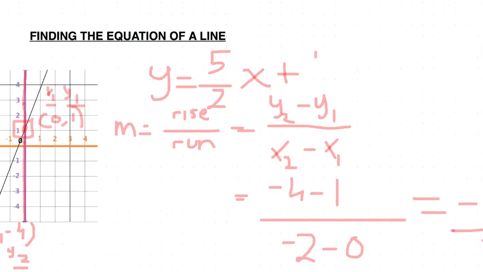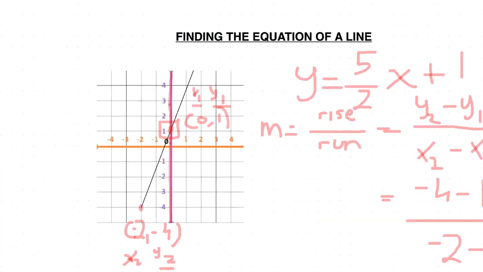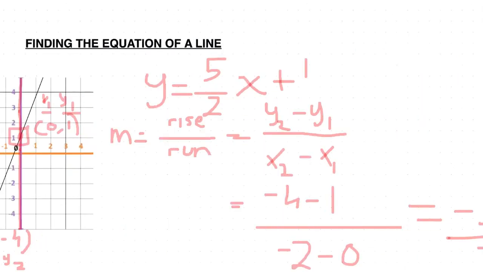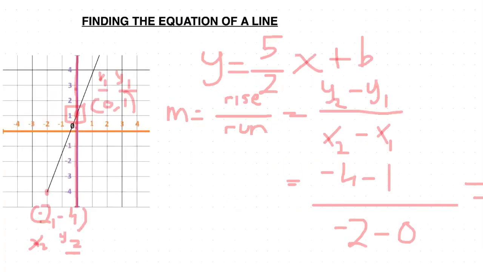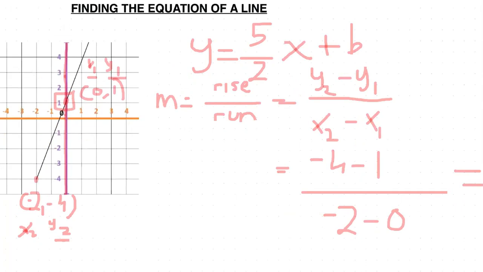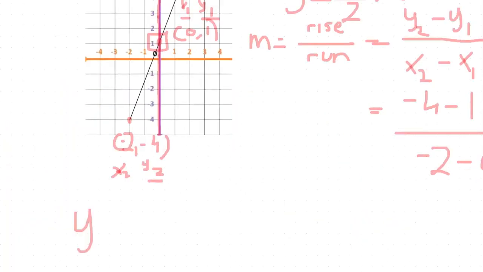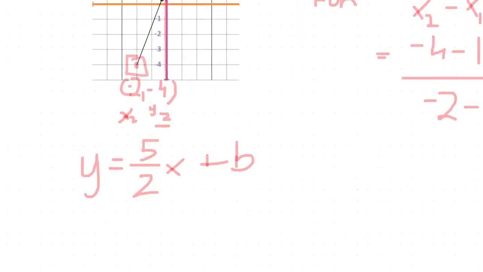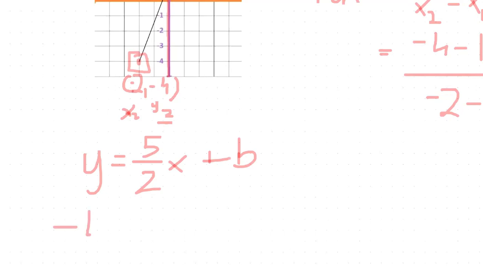Now, let's say we're only given this part of the graph, right? We don't know where b is touching the y-axis. And so how can we solve for it? Well, we can put in a value for the line and solve for b. So let's take a look here. We have y equals 5 over 2x plus b. And let's take this point that we have, right? -2 and -4. We can input that for y and x and see what b is going to be. So -4 for y, and then we replace x with -2 and solve for what b is.